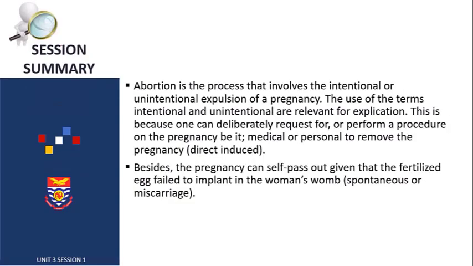What have we done so far? We have said that abortion is a process that involves the intentional or unintentional expulsion of a pregnancy. So the use of intentional and unintentional is relevant for explication. This is because one can deliberately request for or perform a procedure on the pregnancy, be it medical or personal, to remove the pregnancy. We call it direct induced. And the pregnancy can self-pass given that the fertilized egg failed to implant in the mother's womb. We call it spontaneous or miscarriage.